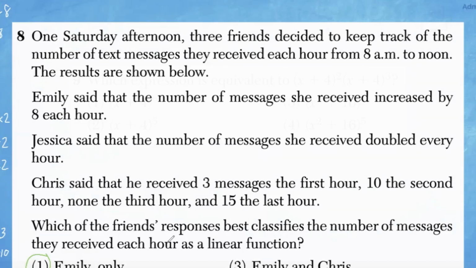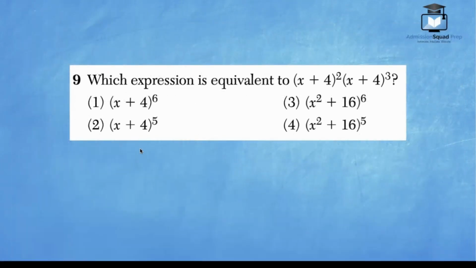Let's head over to question number 9. Question number 9 states, which expression is equivalent to x plus 4 squared, in parentheses, times x plus 4 cubed? This is basically an exponent problem. I'll show you a simpler example first. Let's say you have 3 to the 5th power times 3 to the 3rd power.